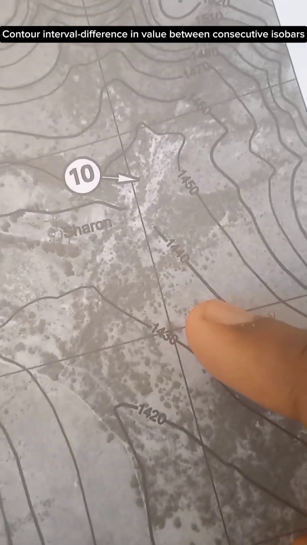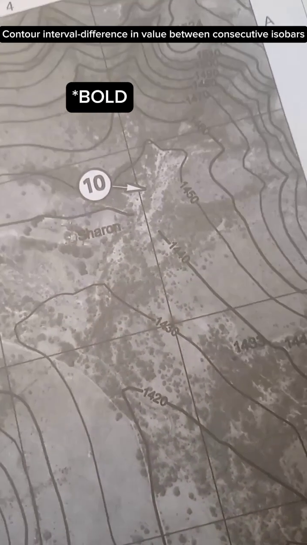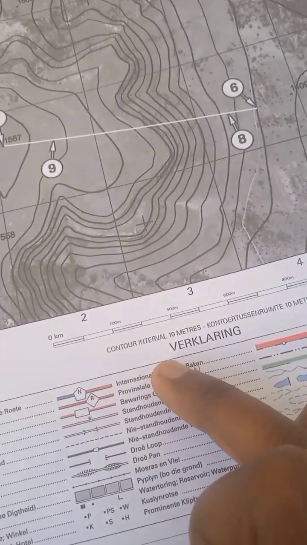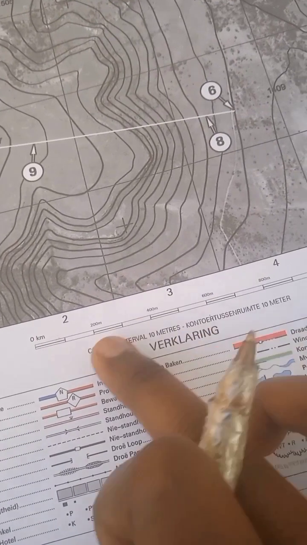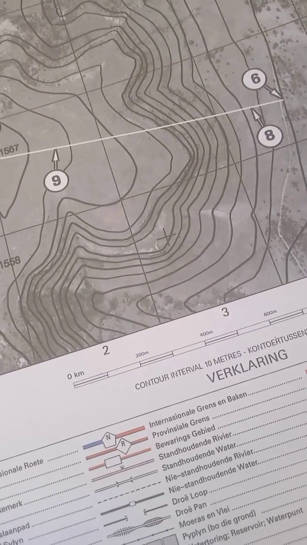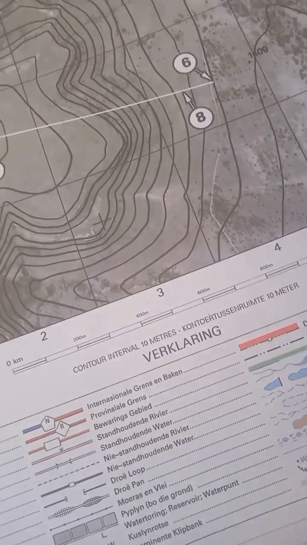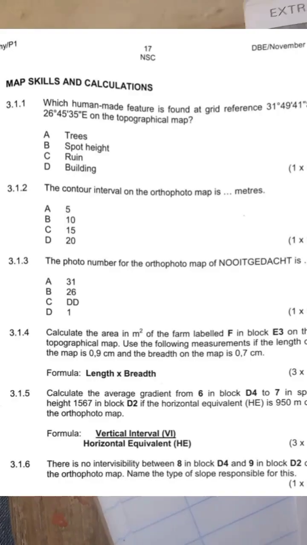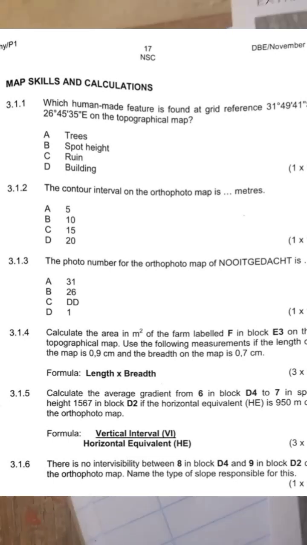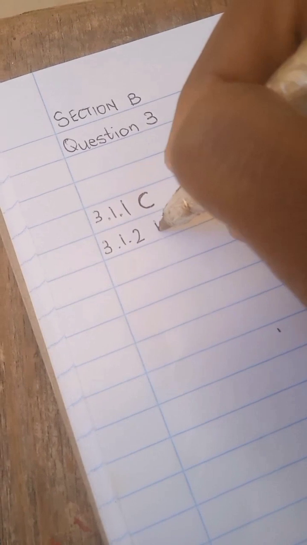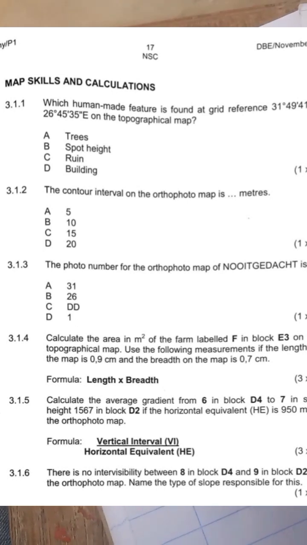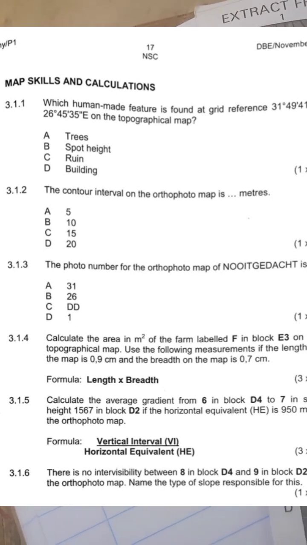And by the way, these dark contour lines are called index contours. You can even look at the bottom here, where you have that information. You don't even have to do this. It's provided there for you. So it's 10 meters, guys. That's how we look at the contour interval. So for 3.1.2, we're going with 10, and 10 meters is option B. Let's go on, guys, looking at 3.1.3.